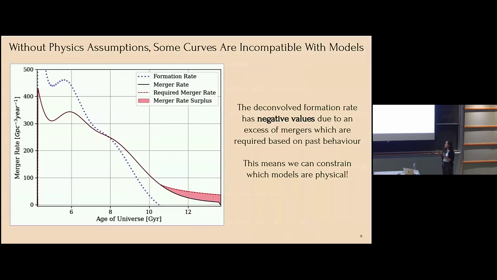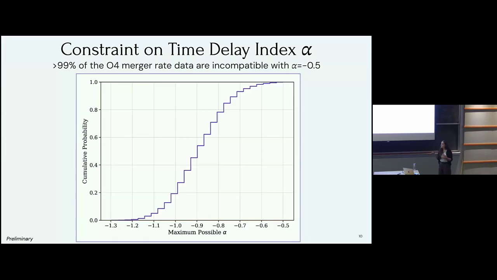But I can run this analysis on the whole data set to get constraints on the time delay distributions that are physically consistent with the data by just looking at what time delay index does this formation rate go negative, and then I know that those time delays are too shallow of an index. So this is the result I get from doing this. This is a cumulative distribution of the maximum possible alpha that is physically permitted.